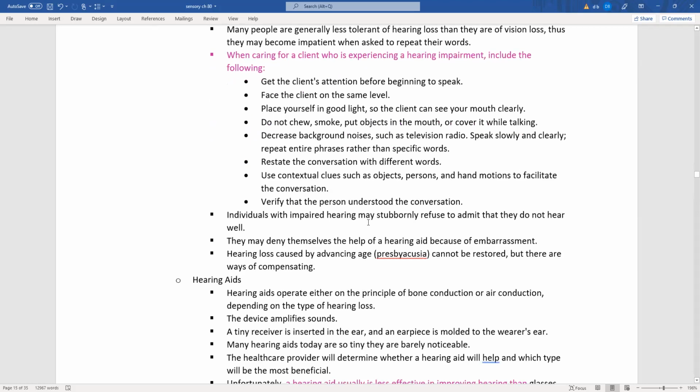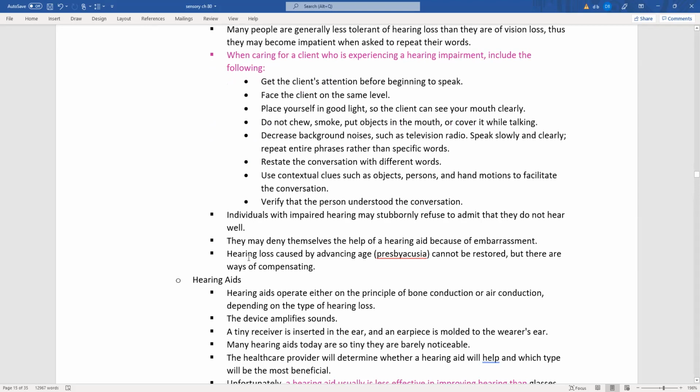Individuals with impaired hearing may stubbornly refuse to admit that they do not hear well. Oh, I tell you, I can't hear. They may deny themselves the help of a hearing aid because of embarrassment. I ain't embarrassed. I just had an appointment today to try to get me some.